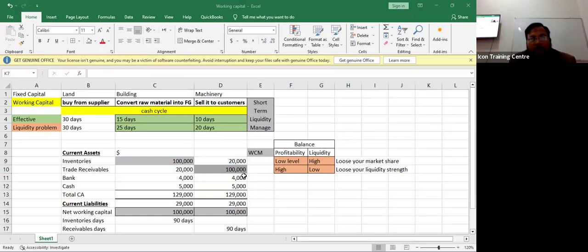So let me share it. Now you can read further. What is permanent working capital? Just read it out loudly. Below the formula, the working capital formula.